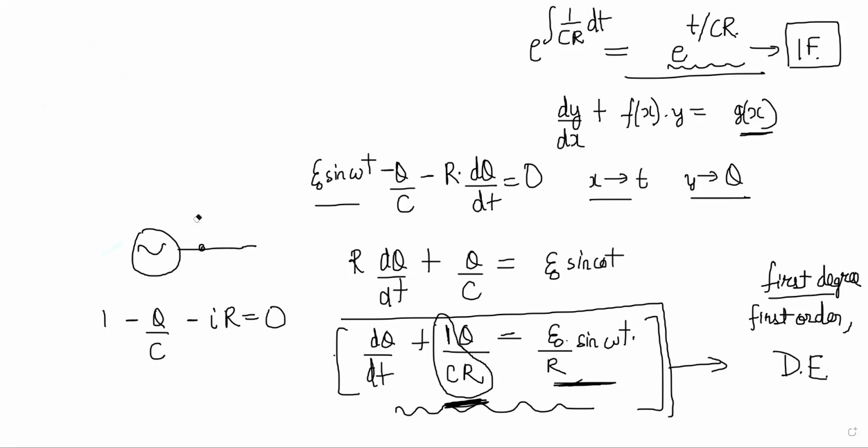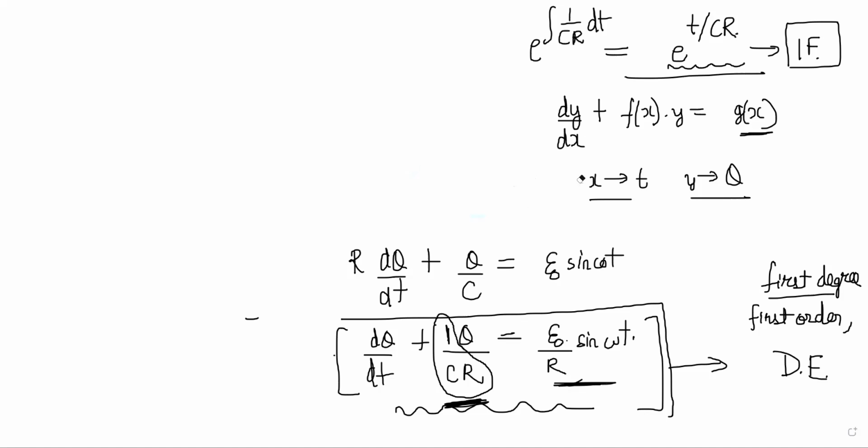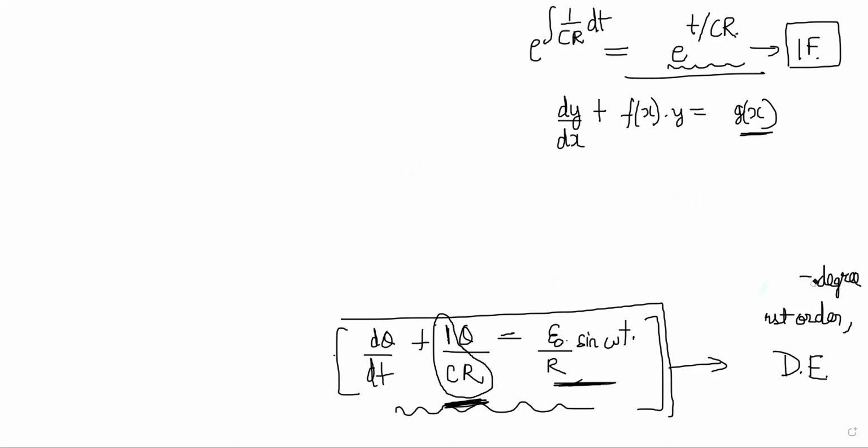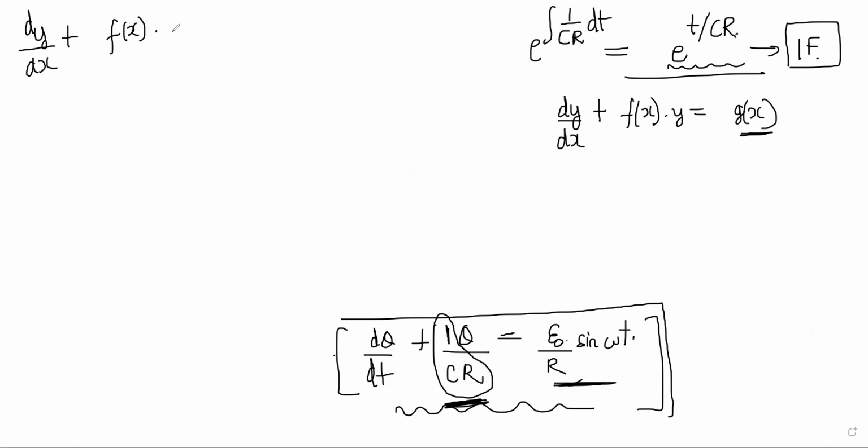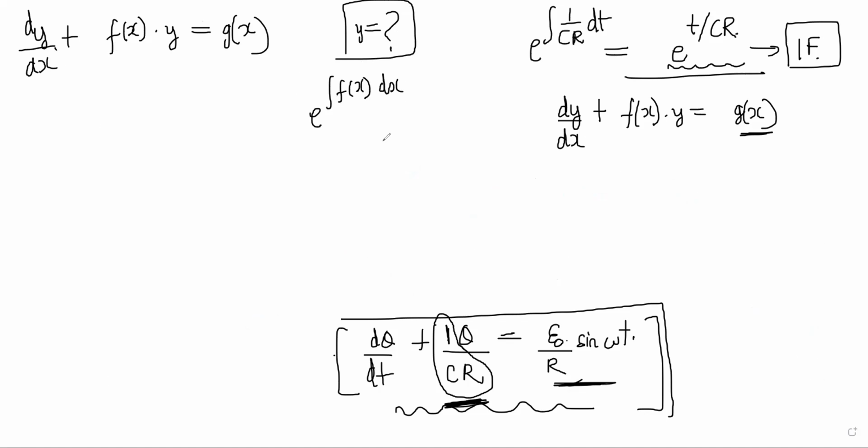What I want to show you is how to find y in this differential equation, dy by dx plus f of x into y is equal to g of x, suppose. We want to find y, right? To do this, you have to multiply both sides by e power integral of f(x) dx. So let's multiply it right now.